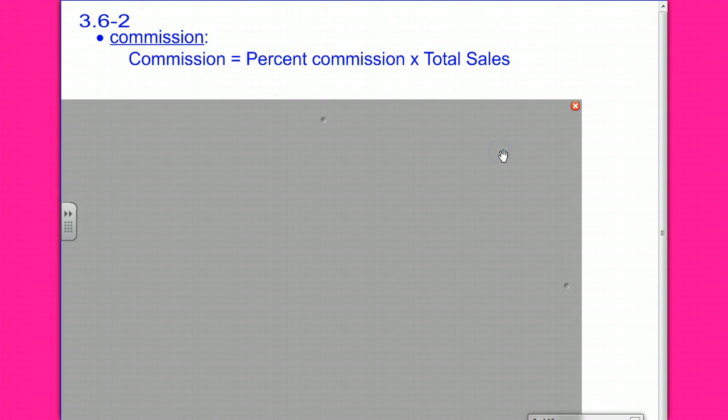So if you know somebody who's a realtor, when they go to sell a home, if they sell a $500,000 home, they might earn 6% of that sale. I don't know, what would that be? Well, let's look at that in a second. We'll actually use that example. How much would a person earn if they sold a $500,000 house at 6%? So commission is the percent they're making times the total sales.